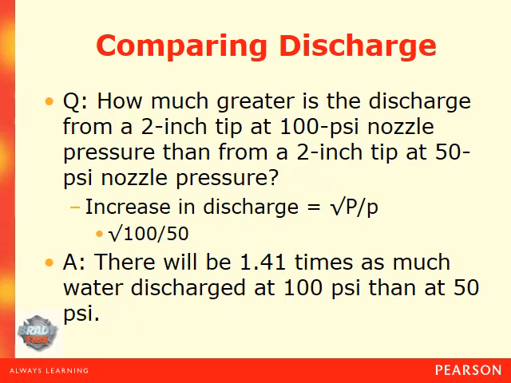So, how much greater is the discharge from a 2-inch tip at 100 psi nozzle pressure than that from a 2-inch tip at 50 psi? So, increase in discharge equals the higher number over the lower number in square root. So there will be 1.41 times as much water discharge at 100 psi than at 50 psi.